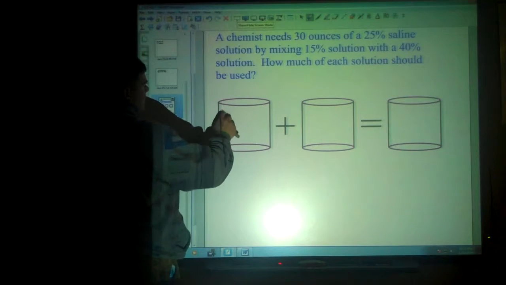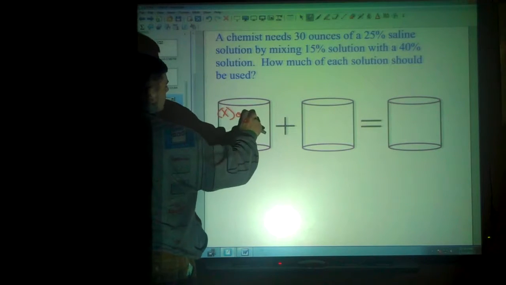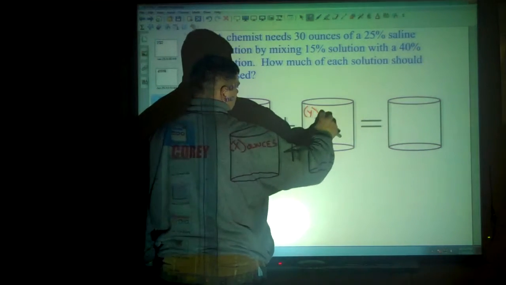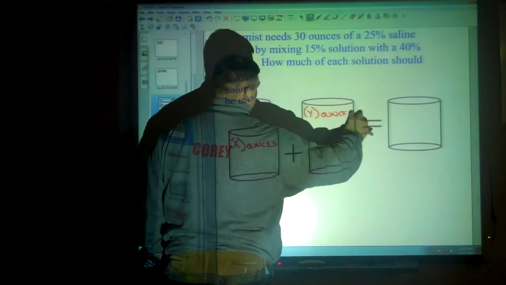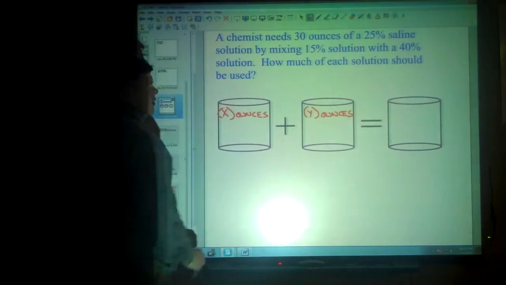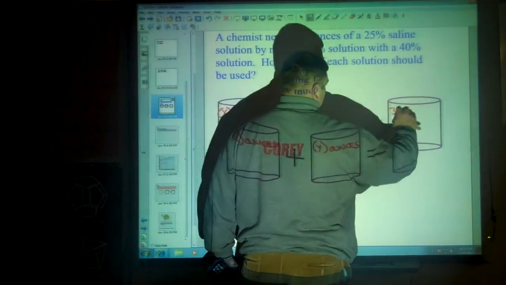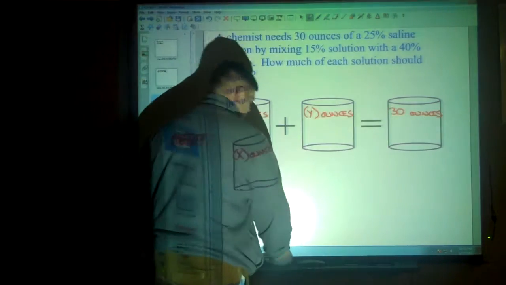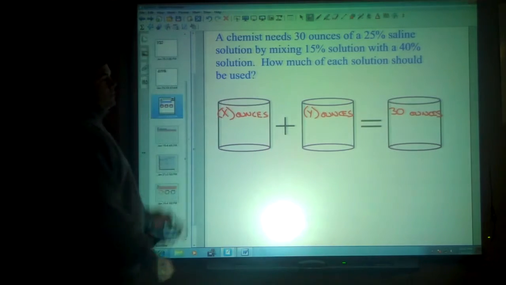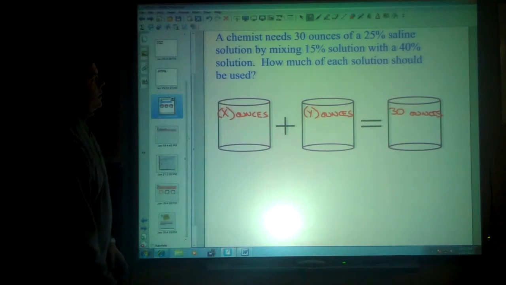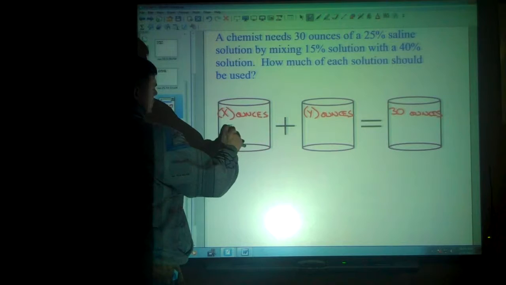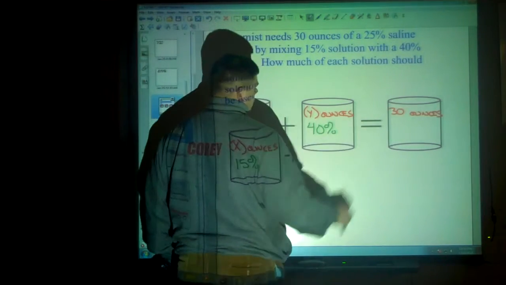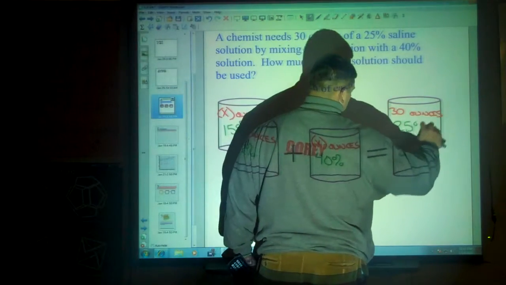Now I don't have any idea how many ounces of this container I'm going to have, and I don't have any idea how many ounces of this container I'm going to have. But I do know when I pour them into the final container, it's going to be 30 ounces. So anything that I don't know, I'm going to create variables. This one right here is 15% solution mixed with the 40% solution to make 25% solution.